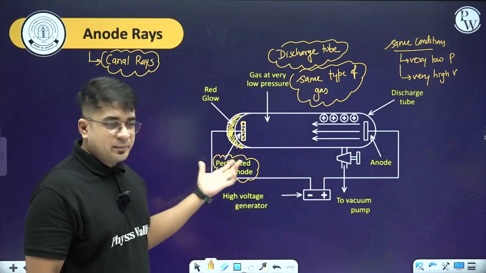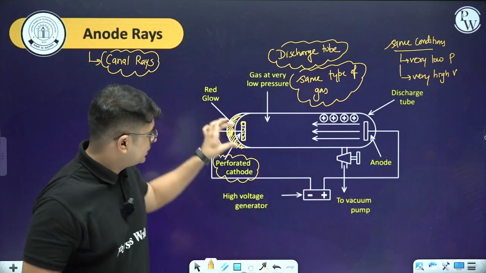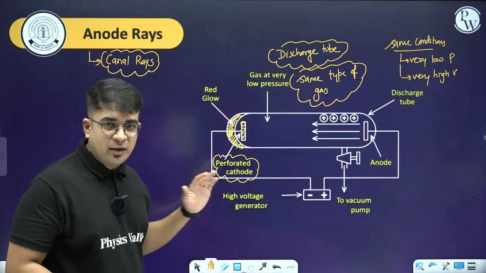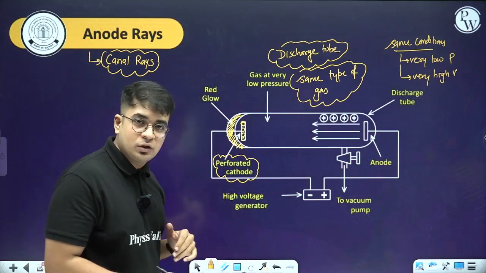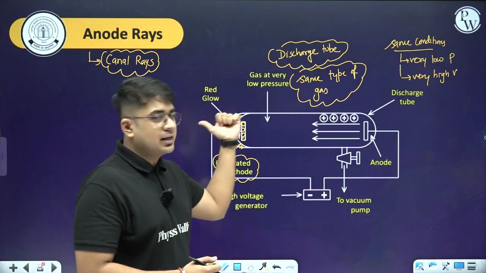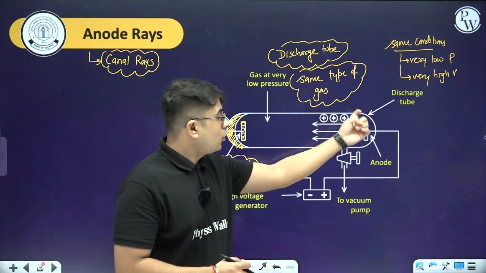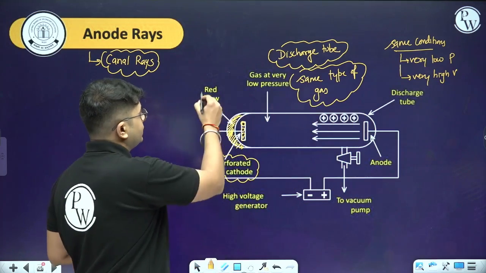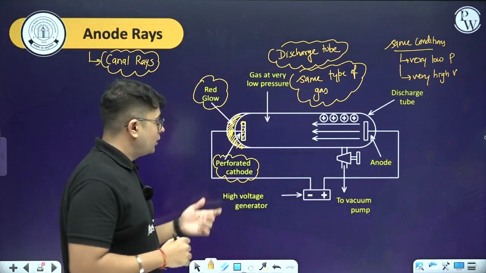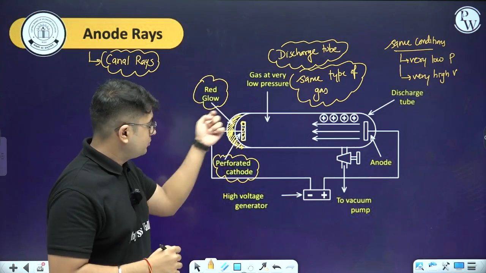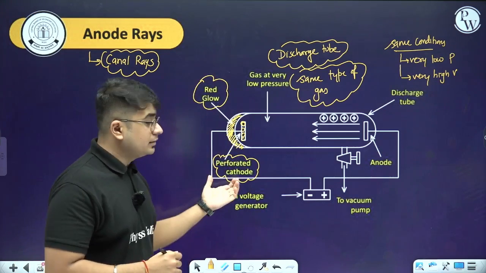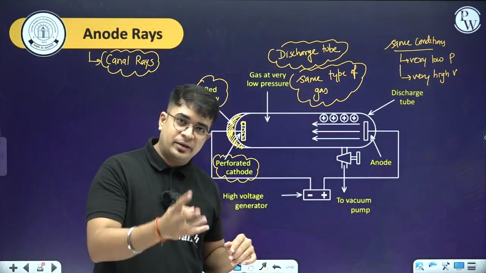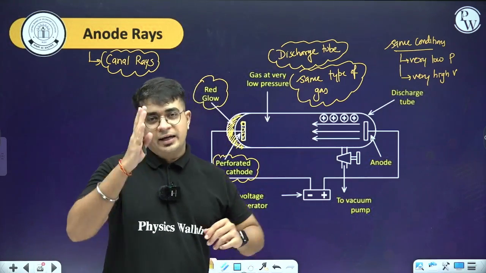Again the experimentation was the same, everything was the same, but now instead of changing anything at the anode, I am changing the cathode. I am using a perforated cathode having small holes, and I am seeing that some rays originate from the anode and move in a straight line towards the cathode. Again you can see a scintillation effect on the fluorescent coating present behind the cathode. So the experimental setup was exactly the same. If you know the cathode ray experiment, you know the anode ray experiment.